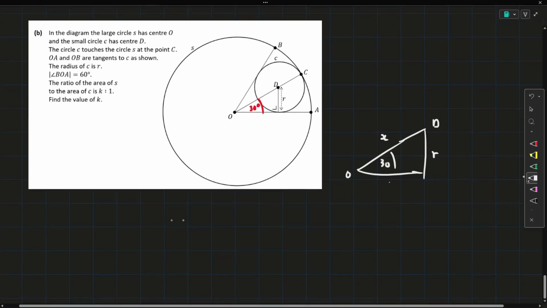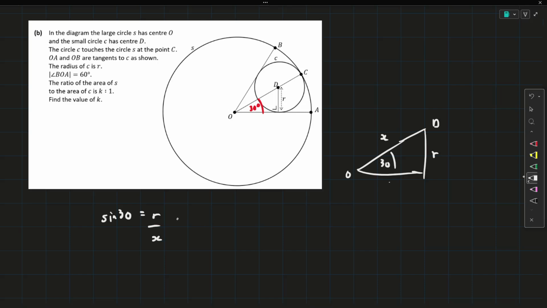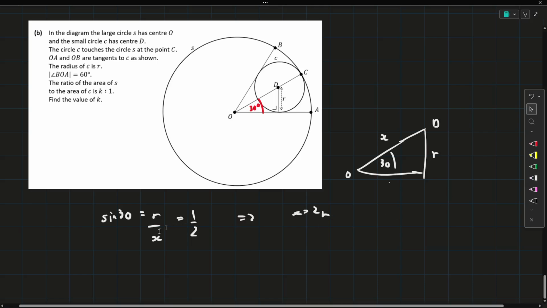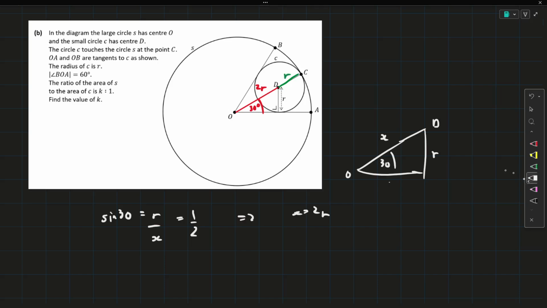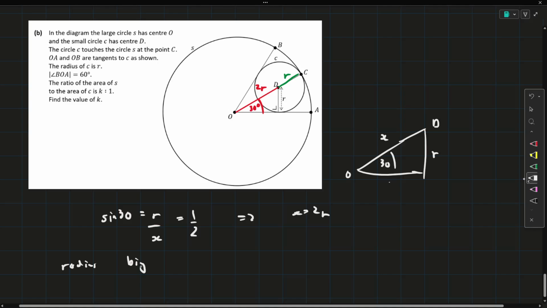Well, we can use sine. We can say the sine of 30 will be the opposite, which is r, over the hypotenuse, which is x. Sine of 30 is a half. So that tells us that x is going to be 2r. So that's bringing x up here, bringing 2 up there. So x is 2r. So this red part here is 2r. And then this green part here is going to be r. So that means the radius of the big circle is 3r. So radius big is equal to 3r.